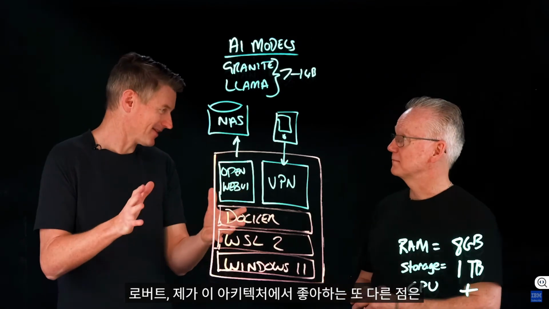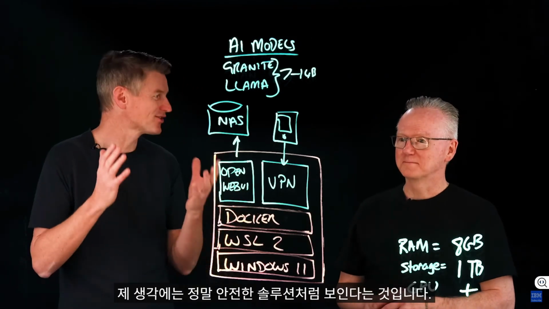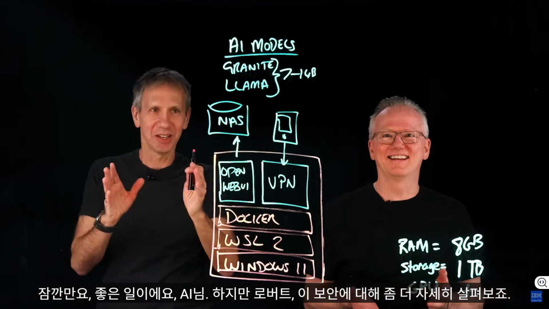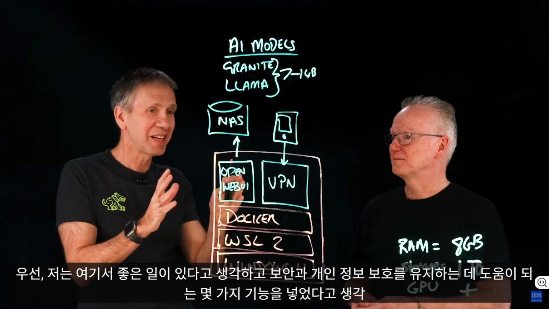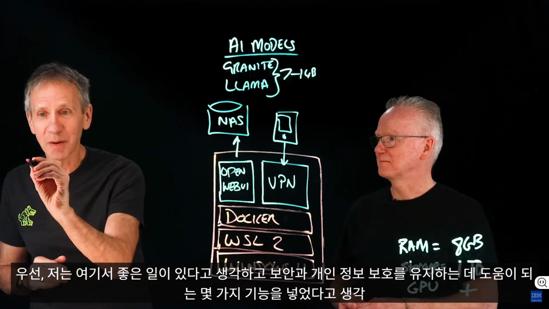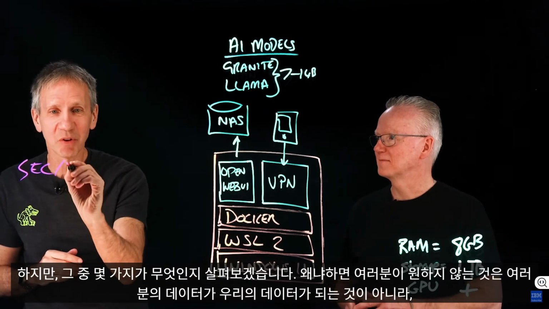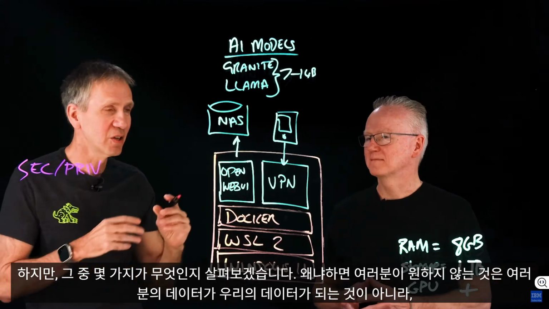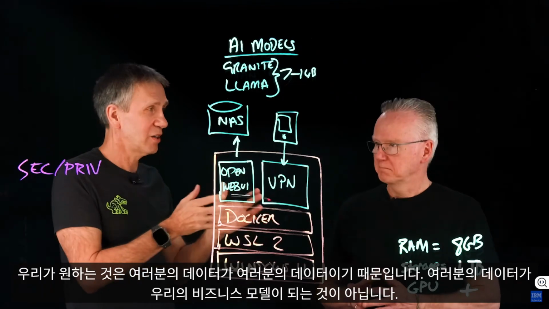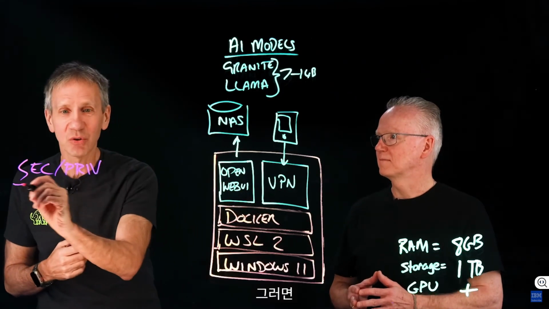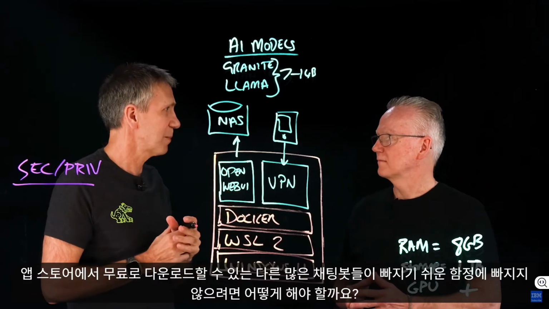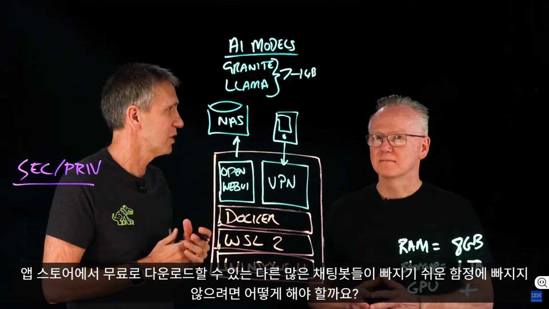So, Robert, the other thing I like about this architecture is, at least to my mind, this looks like a really secure solution. Hold the phone there just a second. Nice job, AI guy, but let's really look at the security on this, Robert. First of all, I think it is a good job here, and I think you've put in some features that will help preserve security and privacy. But let's take a look at what some of those are, because what you don't want is your data is our data. We want your data is your data, not your data as our business model. So how do we make sure that we're not falling into the same trap that a lot of those other chatbots that are free apps on the App Store that you can download are falling into?